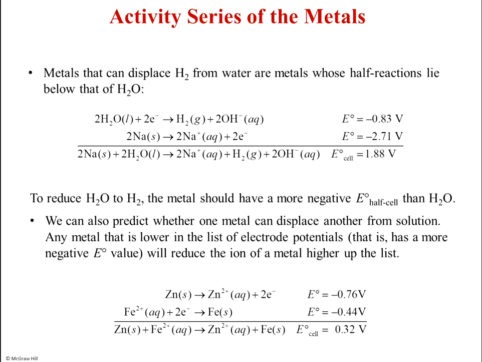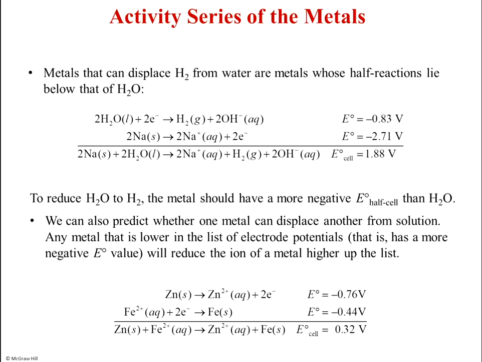Next, we can start to think about the activity series. We learned the activity series in a non-quantitative manner back in General Chemistry 1. And we can look both at water and metal versus metal. First, we'll look at water. So metals that can displace hydrogen from water are those whose half reactions lie below that of water. Remember, water was about halfway down the series below acid.